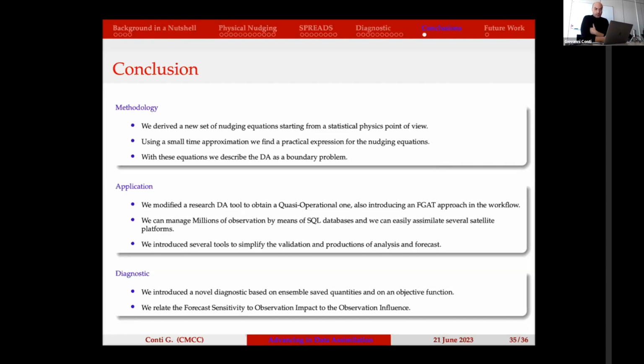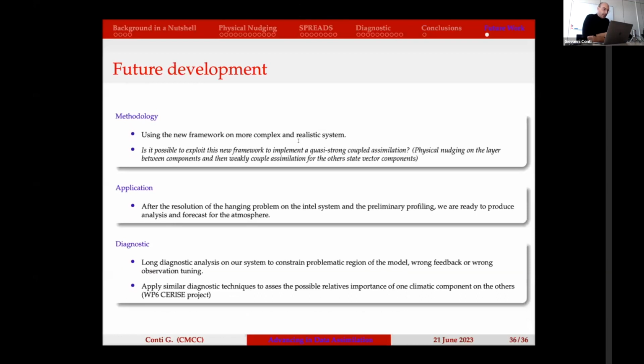From the diagnostic perspective, in parallel, we develop another important tool for ensemble filtering based on an objective function to understand the degradation or the improvement of a forecast. And we relate this sensitivity quantity to the observation influence. So what can we do next?